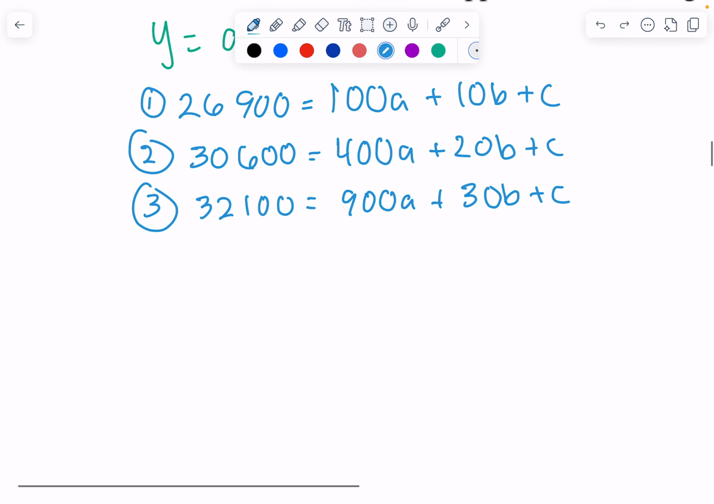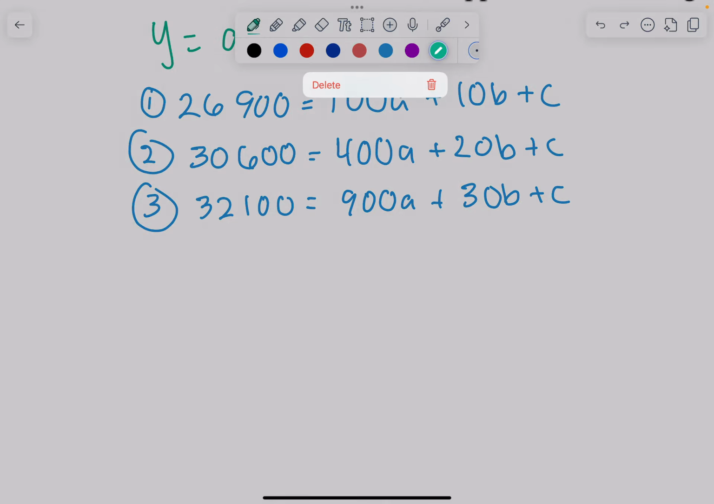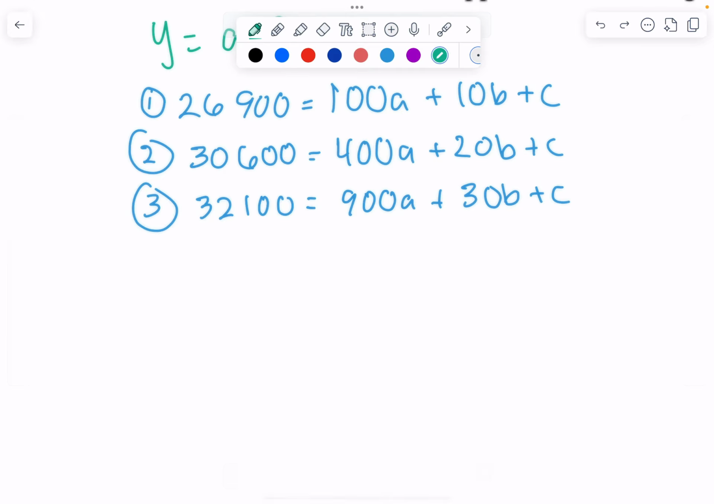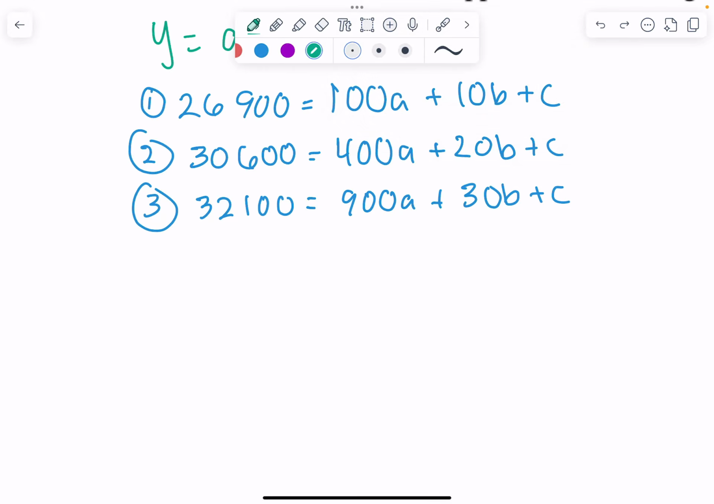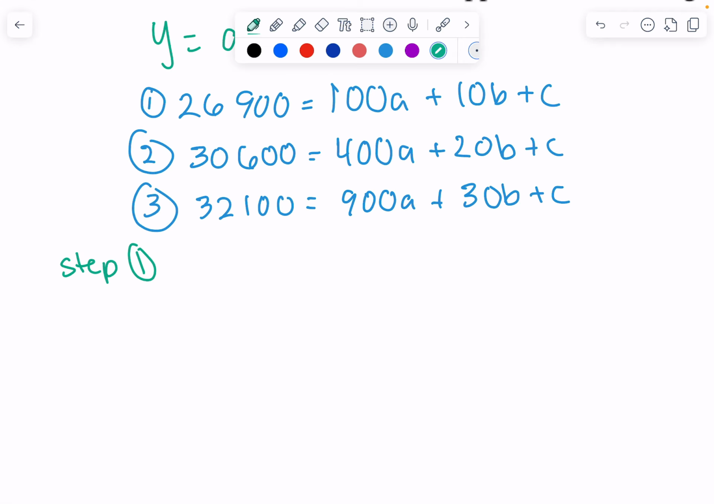So remember that this can be tricky. It can have a lot of steps. So we have to remember to label. How do I get different colors? I forget. Oh well, I'm stuck with the green. Okay, so label your steps because it could be a lot of work here.